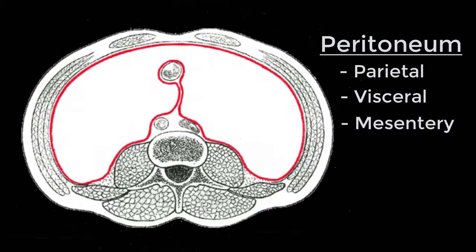All three portions of the membrane are continuous with each other, meaning that there is no beginning or end to the peritoneum. And the space within the peritoneal lining is the peritoneal cavity. So back to the original question. How exactly do you know whether an organ is intraperitoneal, secondarily retroperitoneal, or extraperitoneal?